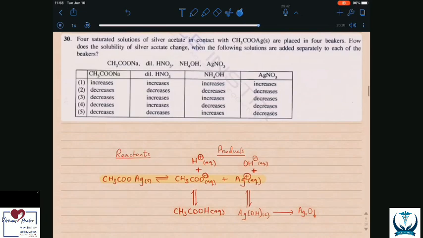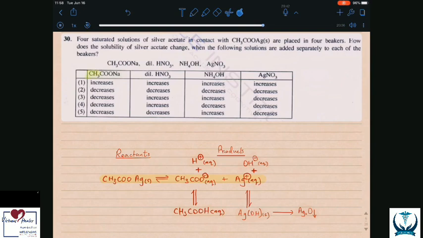In question number 30, we have to consider the equilibrium reaction of dissolution of the compound given. Any addition to the product side of this equilibrium reaction will drive the reaction towards the reactant side, that is, reduce the solubility. Similarly, any reduction in the product side of the reaction will drive the reaction further towards the product side, that is, increase the solubility.